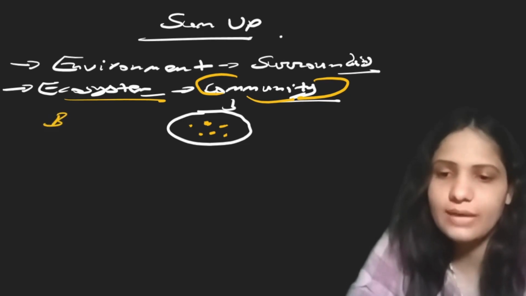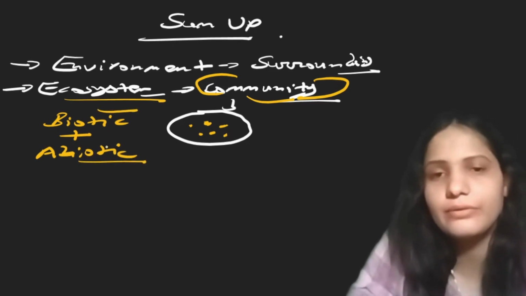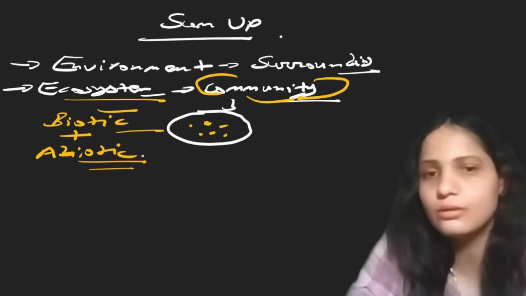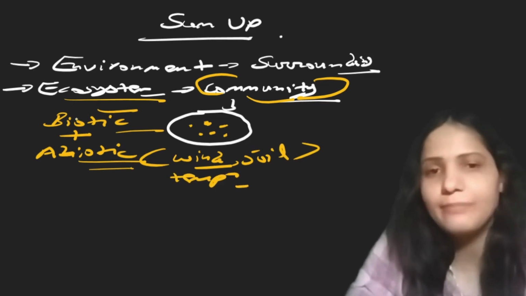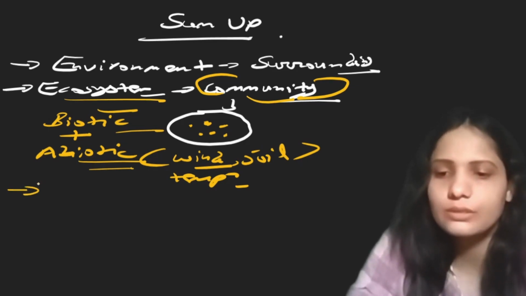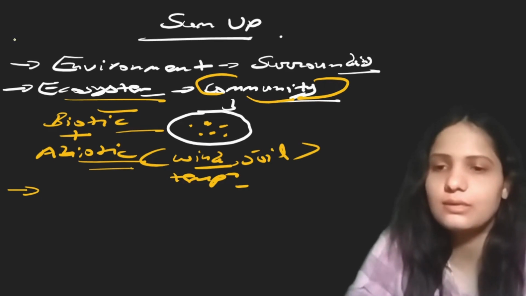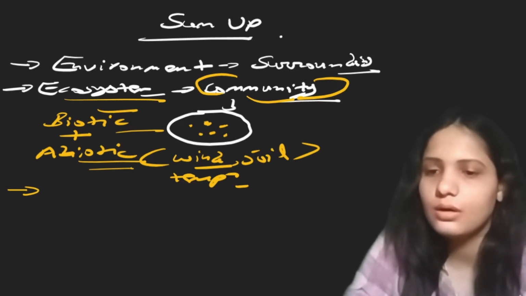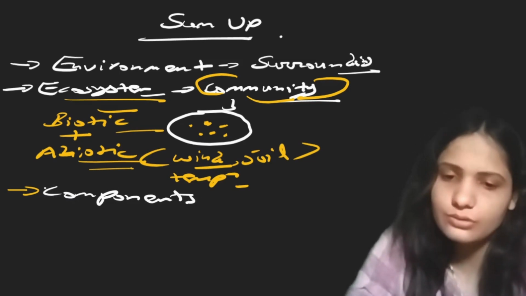So in an ecosystem we have biotic plus abiotic components, and we have discussed in today's class that biotic are the living components and abiotic are the non-living components. Abiotic are wind, soil, temperature, right? And biotic components are animals, insects, all the living organisms. Now you know what is ecosystem and what is environment. Next we have discussed the different components of the ecosystem.